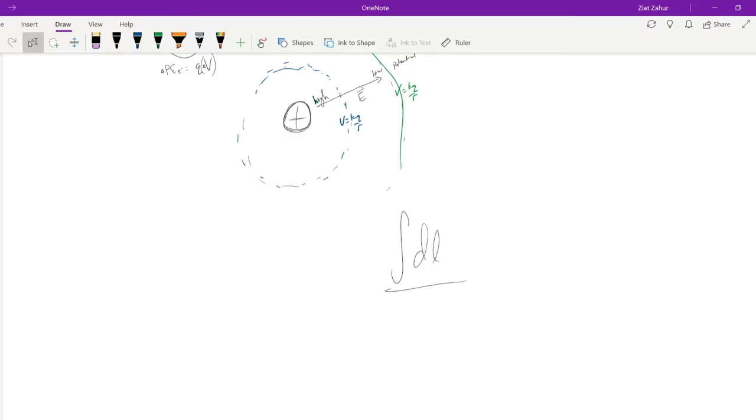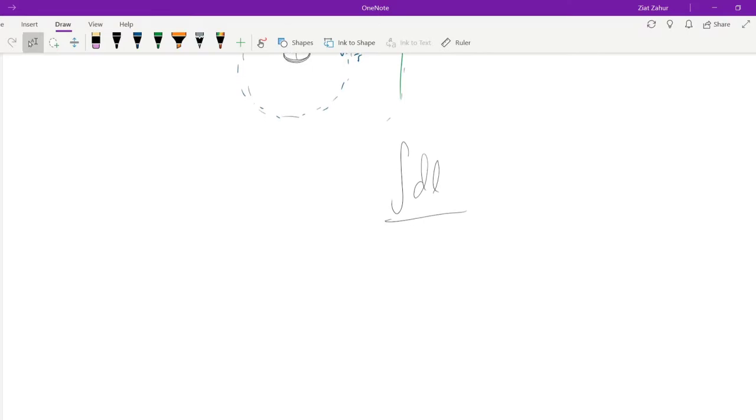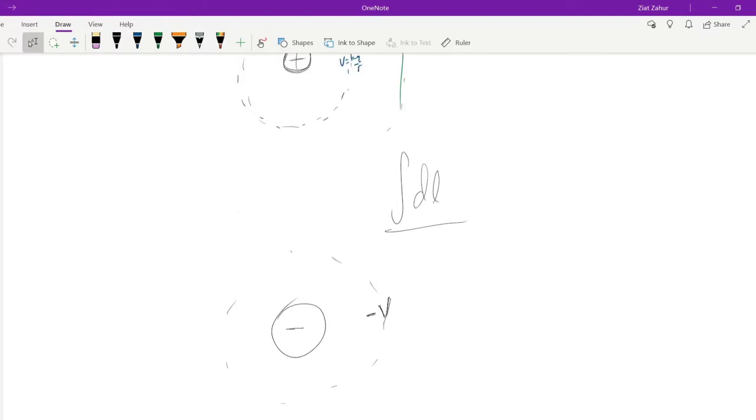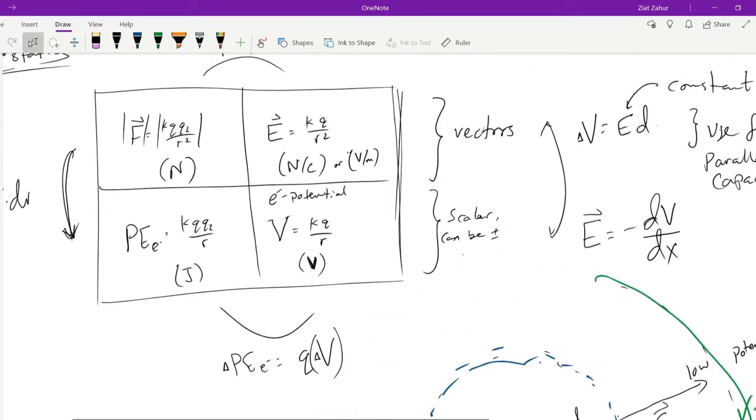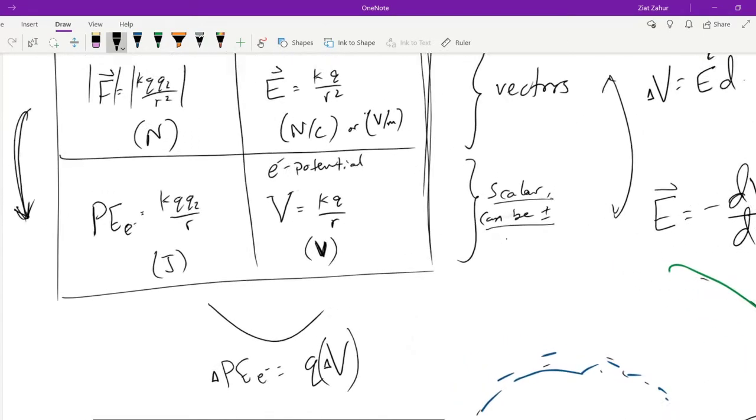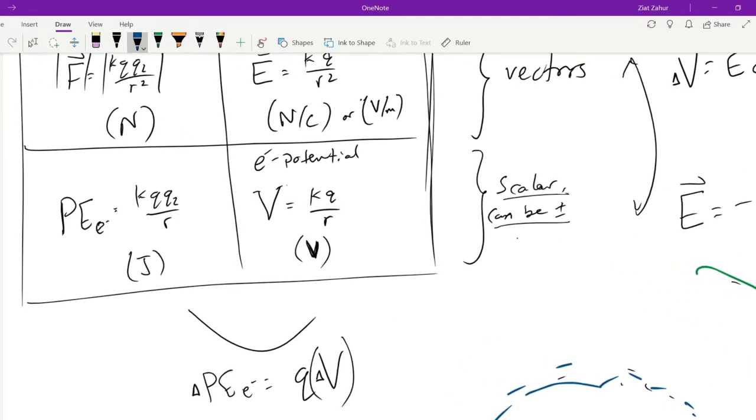This may be a stupid question, but potential around an electron is negative, right? Yeah, so around negative charges, you have negative potential. Negative volts. Right, so notice how over here I said scalar, but can be plus or minus. The plus or minus will be based on the charges.